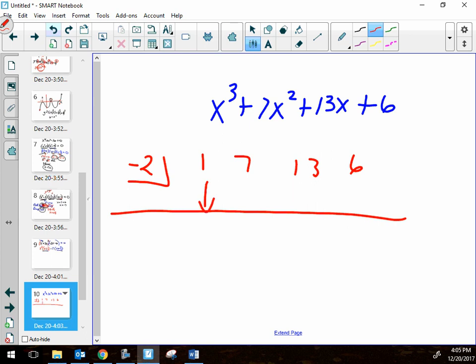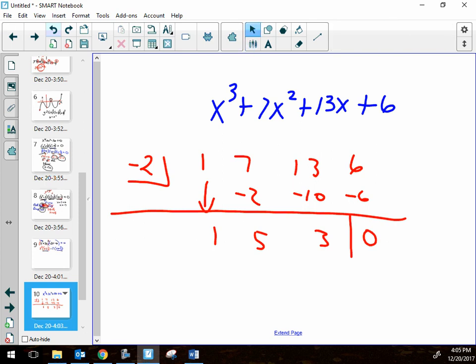This drops down. 1 drops down, drop like a tot. 1 times -2 is -2. Add them, multiply them. 2 times -5, -10. Add them. Let's see, 13 and -10, that'll be a 3. 3 times -2 makes -6. And I know it worked because I got a 0 at the end. That's the remainder. Do you remember how to interpret this?